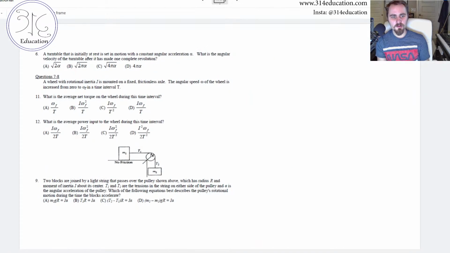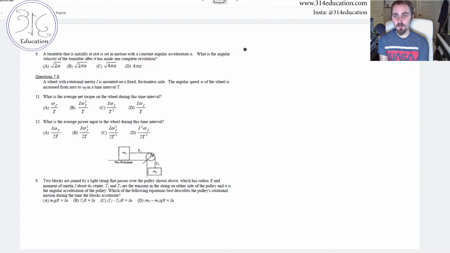Cool. So I think this is our last multiple choice, and then we're going to move on to a couple of FRQs. We've got a turntable that is initially at rest and is set in motion with a constant angular acceleration alpha. What is the velocity of the turntable after it has made one complete revolution?